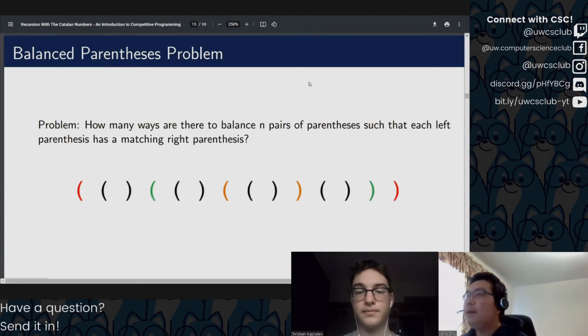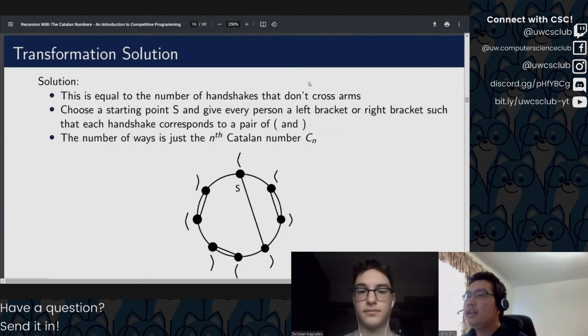Let's look at some more problems that showcase the Catalan numbers. How many ways are there to balance n pairs of parentheses such that each left parenthesis has a matching right parenthesis? An example is shown below. Notice that this is equal to the number of handshakes that don't cross arms.